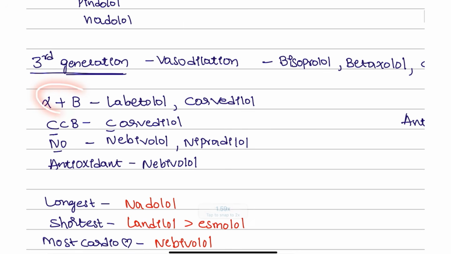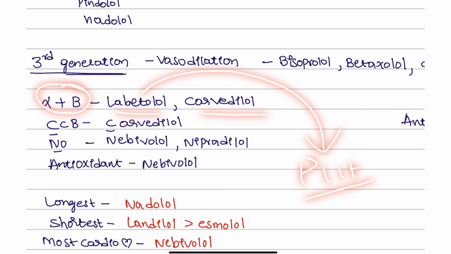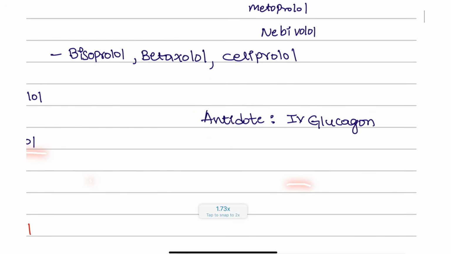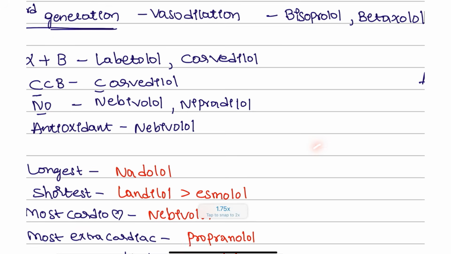Next, alpha plus beta action is seen in labetalol and carvedilol, where we use labetalol in those suffering from PIH, pregnancy induced hypertension emergency. And next, the beta blocker plus calcium channel blocker action is carvedilol. Nitric oxide action is seen in the drugs starting with N, nebivolol and nipradilol. Antioxidant properties are seen in nebivolol. And as antidote, if there is an overdose of beta blockers, IV glucagon can be given to this patient.